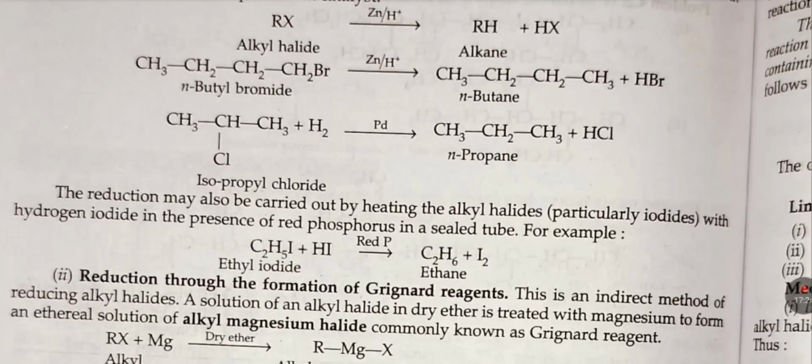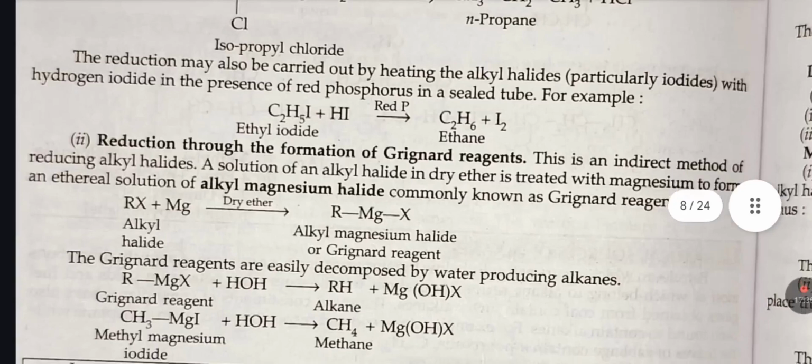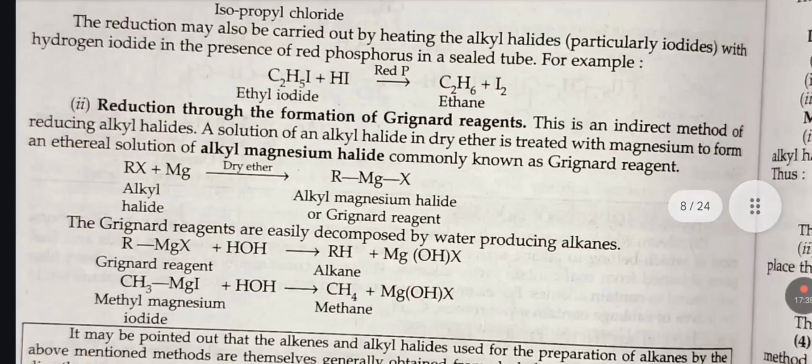Alkyl halide in the presence of zinc and H+ will give alkane. n-Butyl bromide in the presence of zinc and H+ will give n-butane. Isopropyl chloride in the presence of Pd will give propane. The reduction may also be carried out by heating the alkyl halide, particularly iodides, with hydrogen iodide in the presence of red phosphorus in a sealed tube. For example, ethyl iodide plus HI in the presence of red P will give ethane and I2.